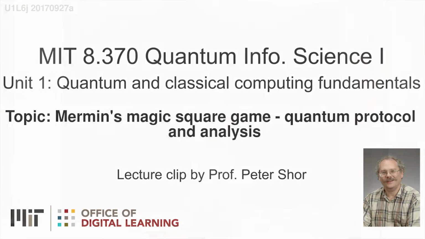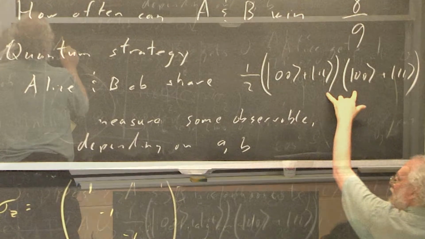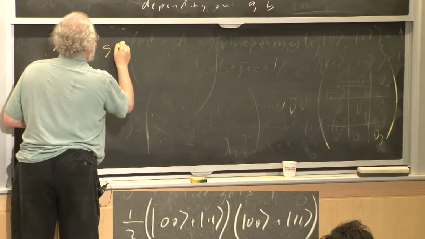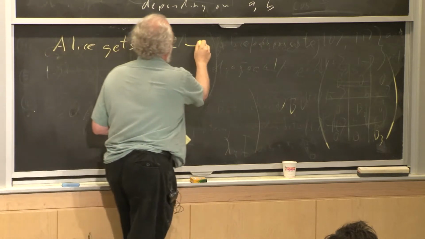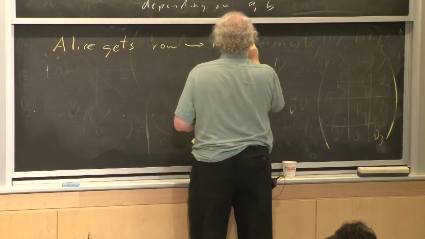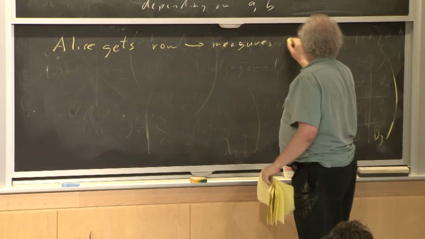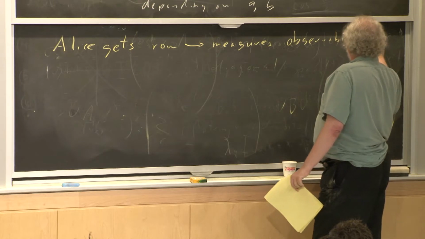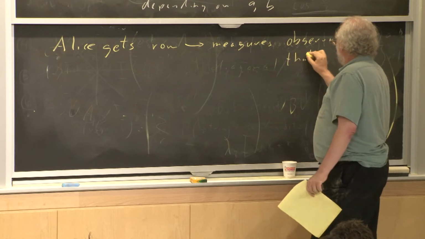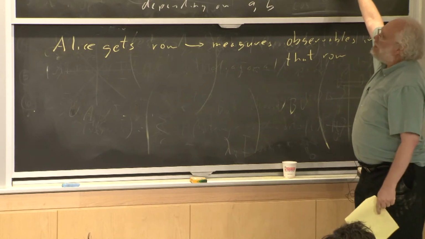So Alice and Bob share this state. Alice gets a row, measures the observables in that row. So Alice and Bob are sharing this state.